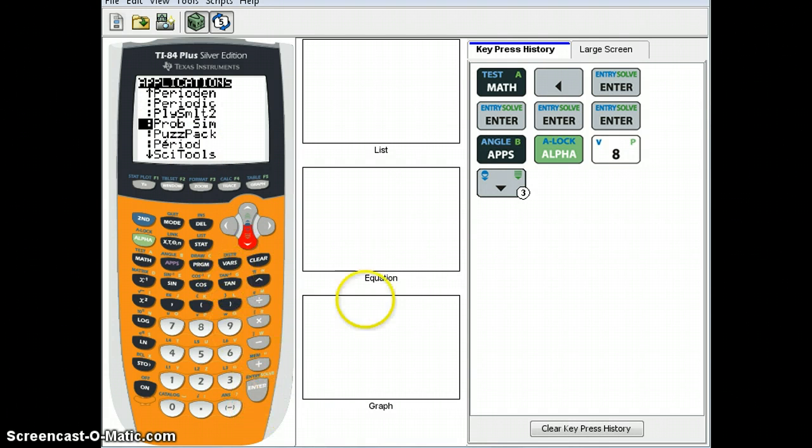If I'm on the probability, oh, notice this little 3 here means I hit down 3 times. You might not be able to do this alpha P jump thing. You might just have to scroll down. You may have a different number of things in your applications menu anyway. Anyway, I think everybody has probability simulator.